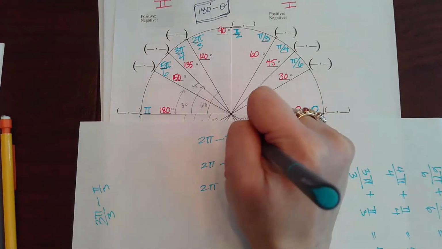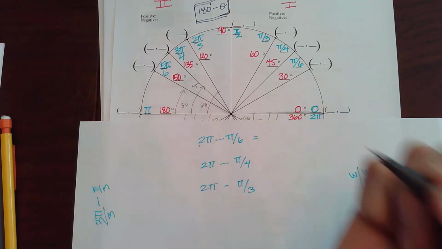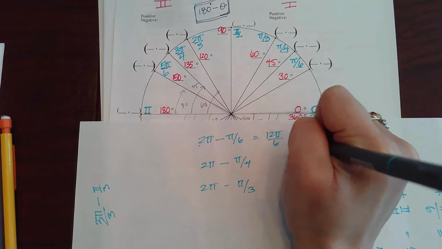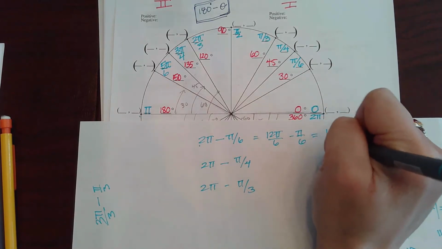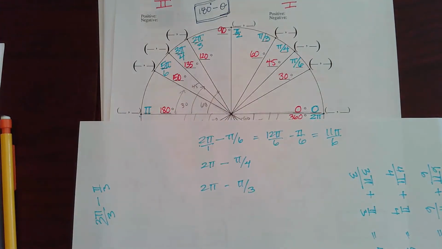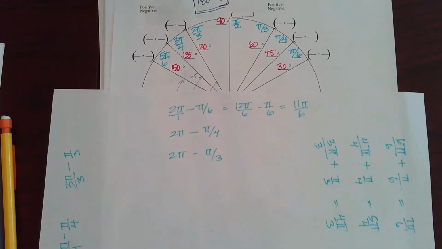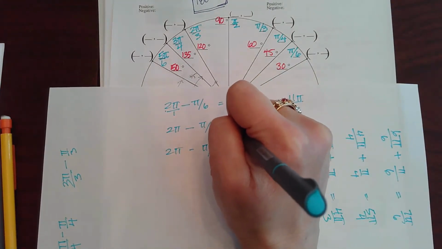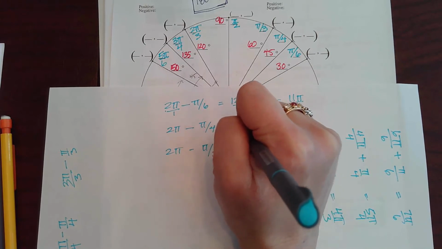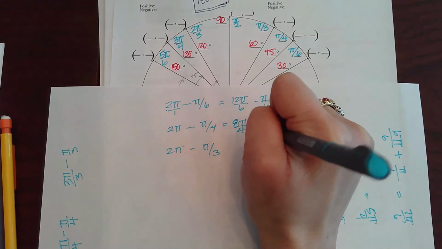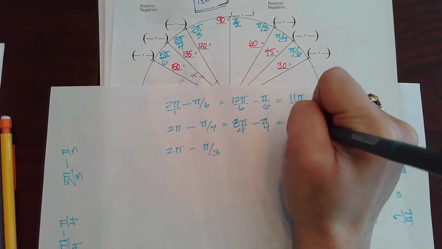So again, change your denominators. I want this to have a denominator of 6, so I need this to be 12 pi over 6. Right? So you're doing fractions. We're changing 2 pi over 1 to 12 pi over 6. Both give me 2 pi. So I'm going to do this one. I'm going to change this to have a denominator of 4. So this would be 8 pi over 4, which is the same thing as 2 pi, minus pi over 4 would give me 7 pi over 4.